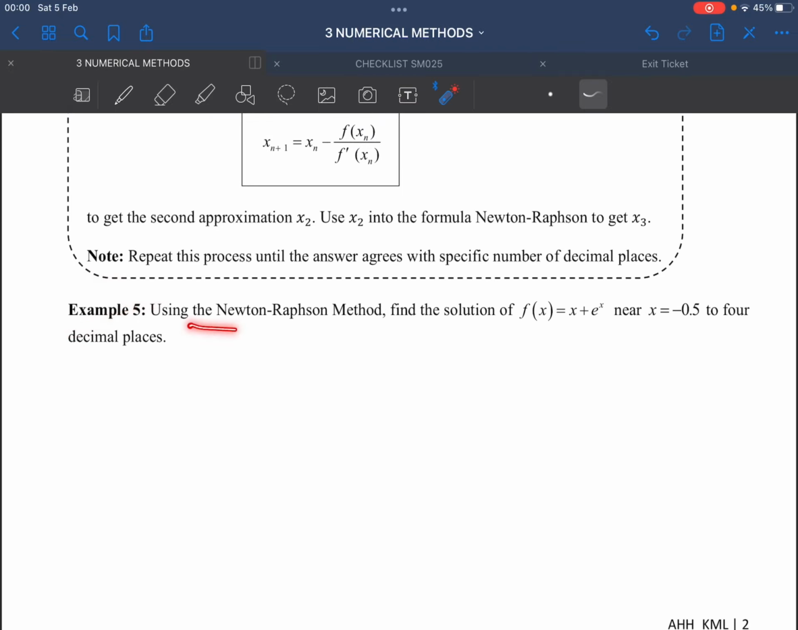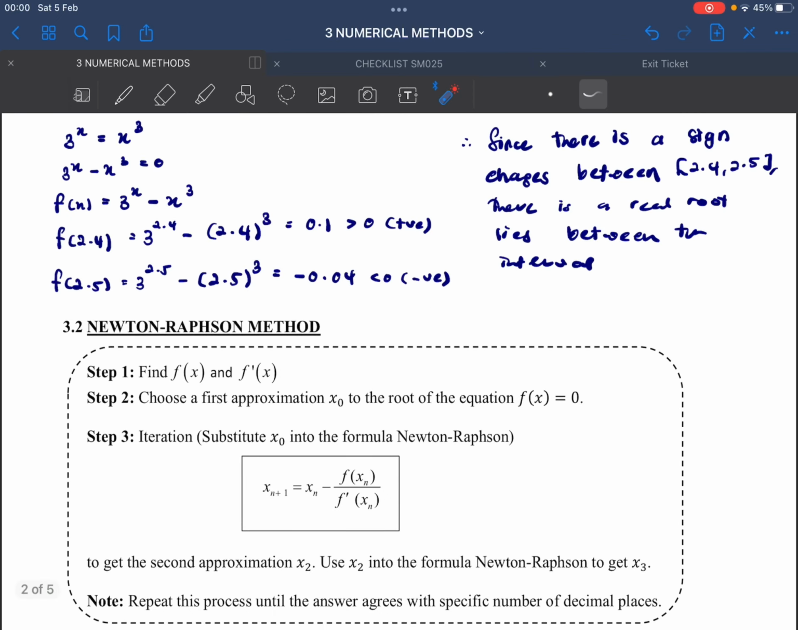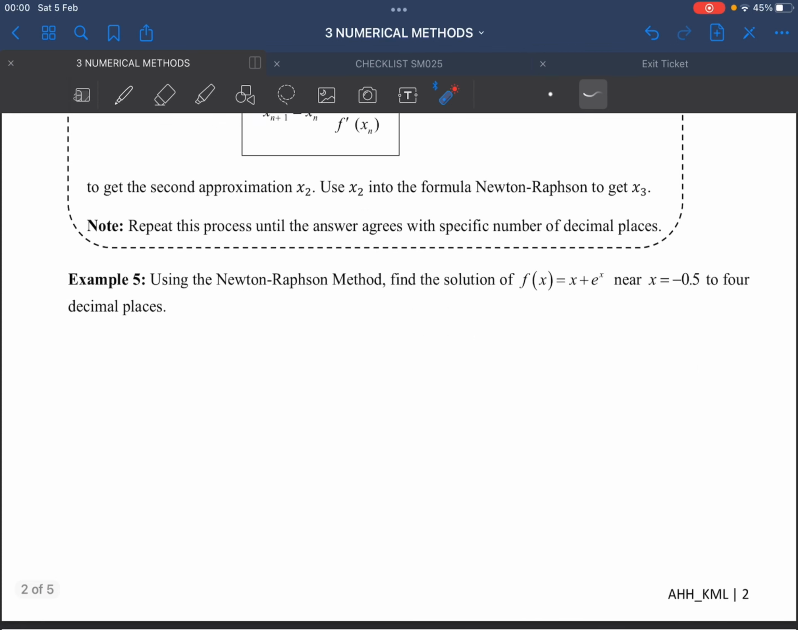The question said using the Newton-Raphson method, find the solution of fx equals x plus exponent x near x equals negative 0.5 to 4 decimal places. Okay, so the first step is you have to write your fx and your f prime x. So this is our fx. So let's just write it first. We have our fx equals to x plus exponent x.